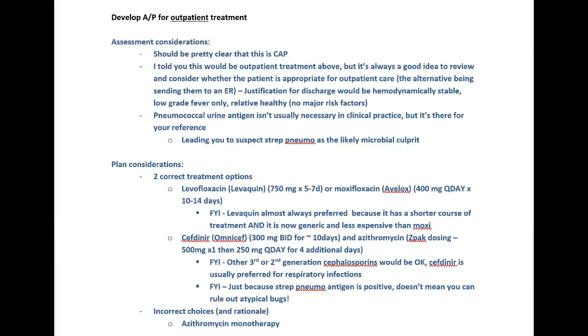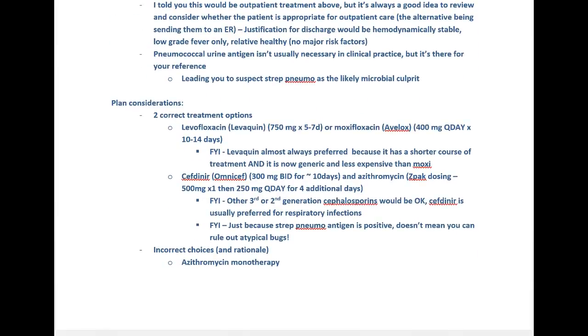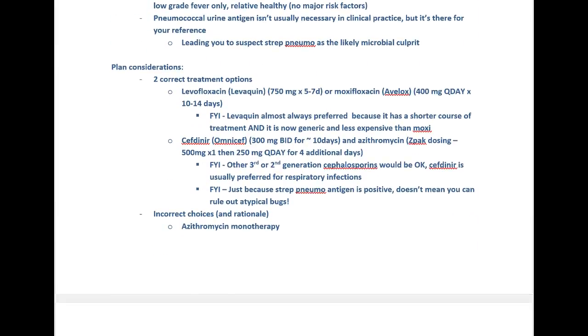Usually the pneumococcal urine antigen isn't something that's done in clinical practice, but I gave it to you just for the sake of doing it, leading you to suspect strep pneumo as a likely microbial culprit. However, you don't necessarily know that for sure, even with the antigen. So considerations here: you have two treatment options in this patient's case.